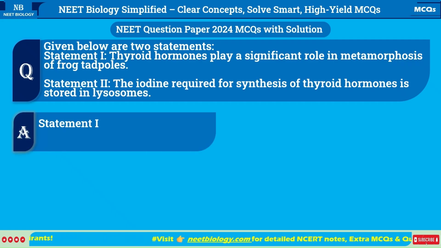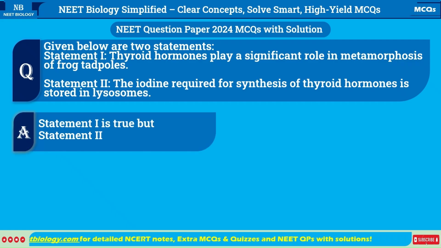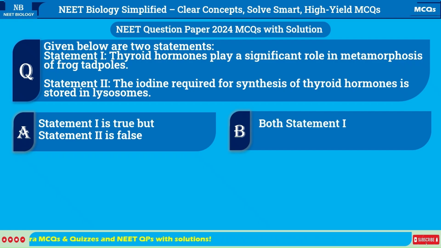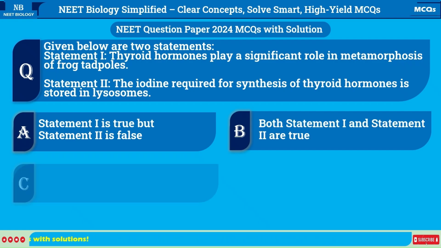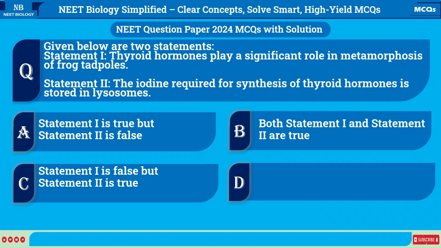A. Statement I is true but statement 2 is false. B. Both statement I and statement 2 are true. C. Statement I is false but statement 2 is true. D. Both statement I and statement 2 are false.